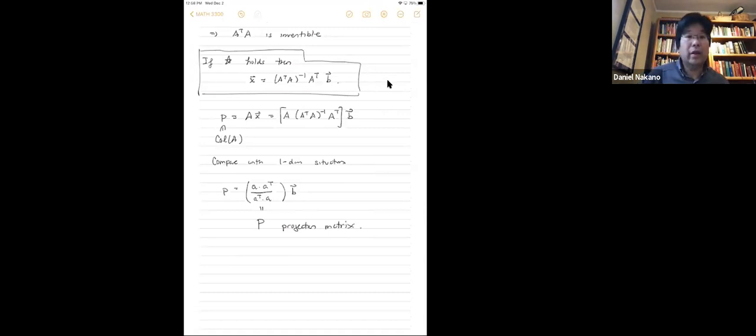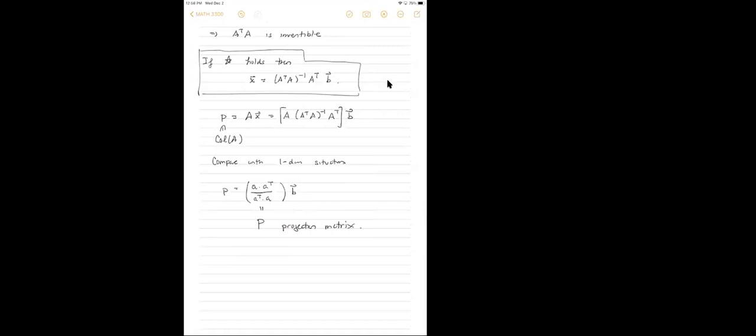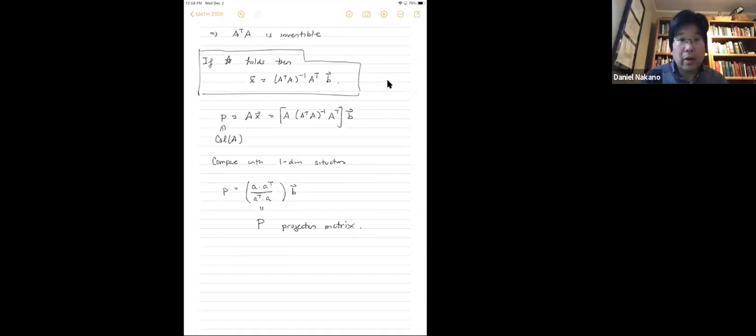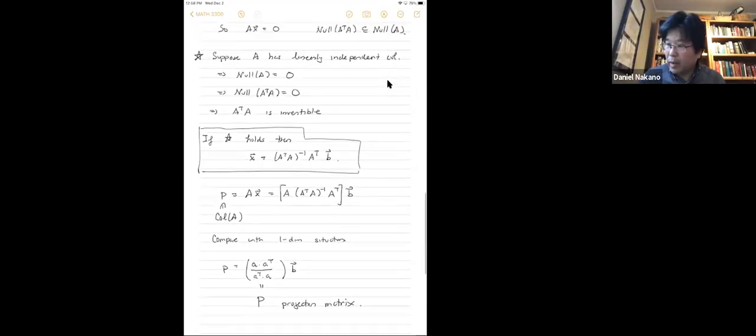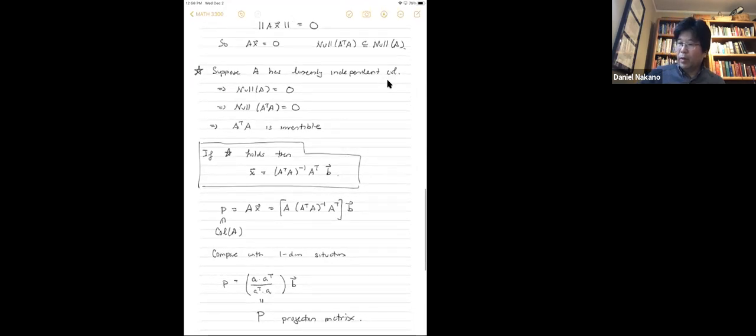Okay, any questions on this? Yeah, I have a question. Okay, go ahead. The star thing above, how did you get from the second to the third step? Oh, up here? You mean from here to here? Yep. From null of A transpose A equals 0 to A transpose A is invertible.